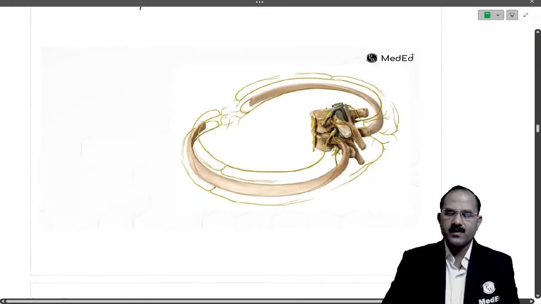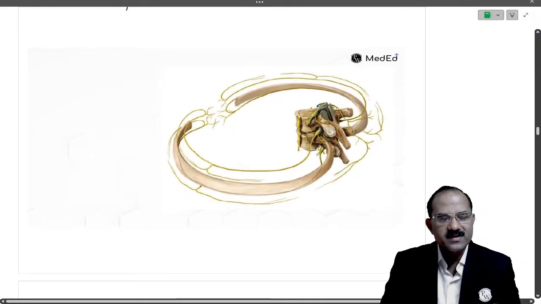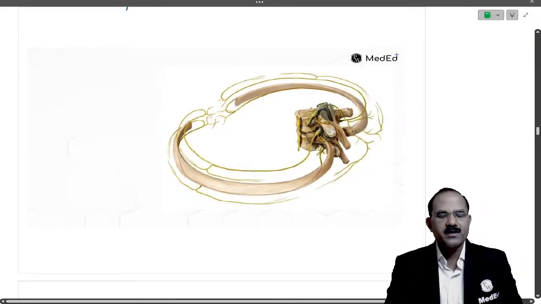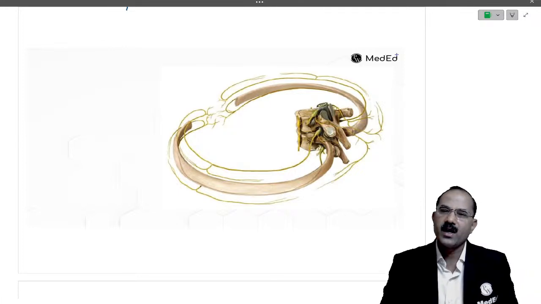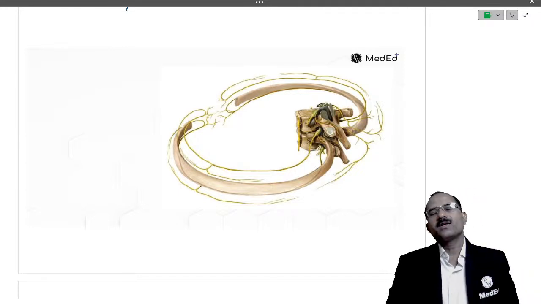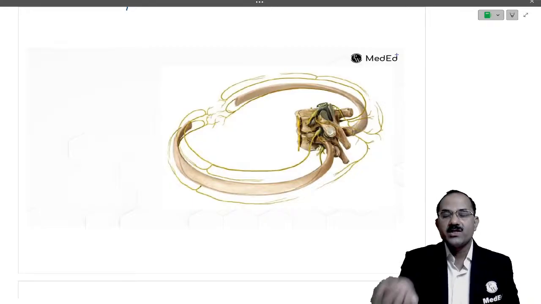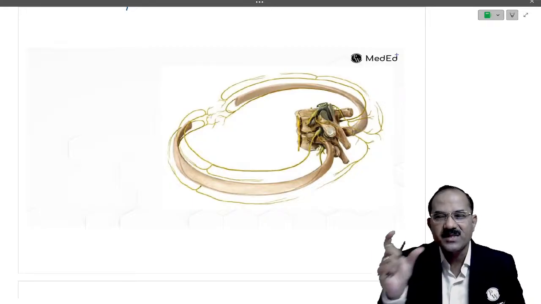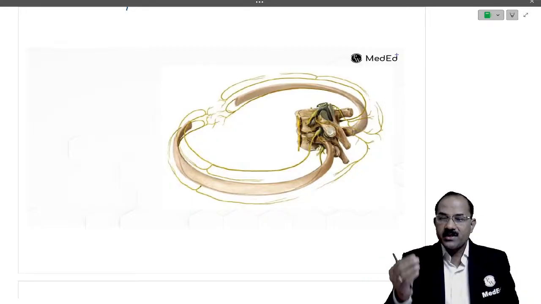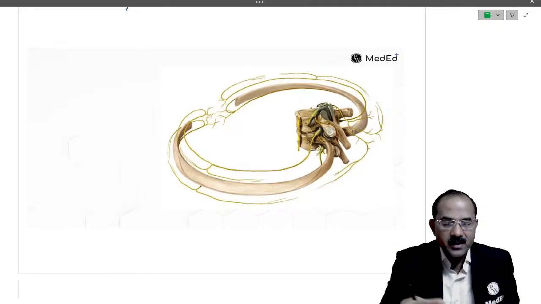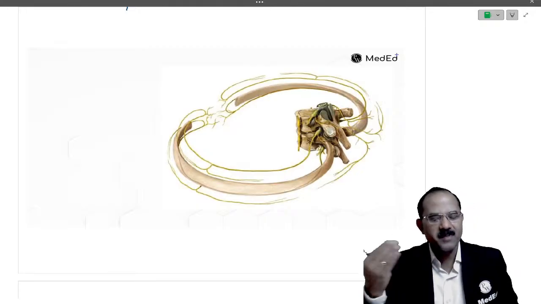So that's about the intercostal veins. Now coming to the last topic, the intercostal nerve. I hope this is clear to all of you. So what is an intercostal nerve? It's the ventral rami of a thoracic spinal nerve. Intercostal nerve is the anterior primary rami of a thoracic spinal nerve.